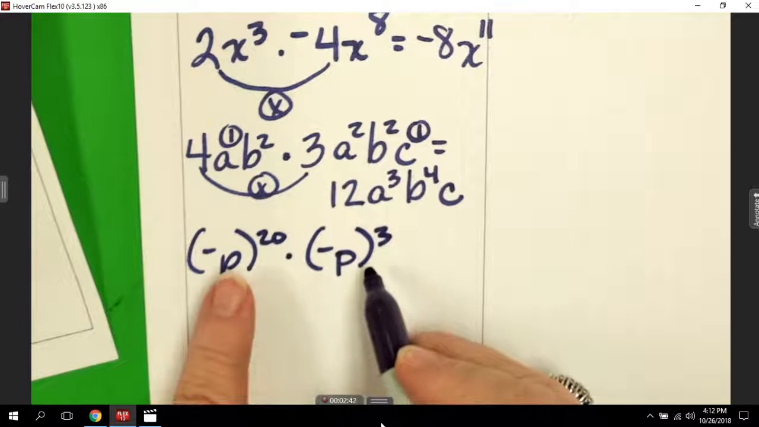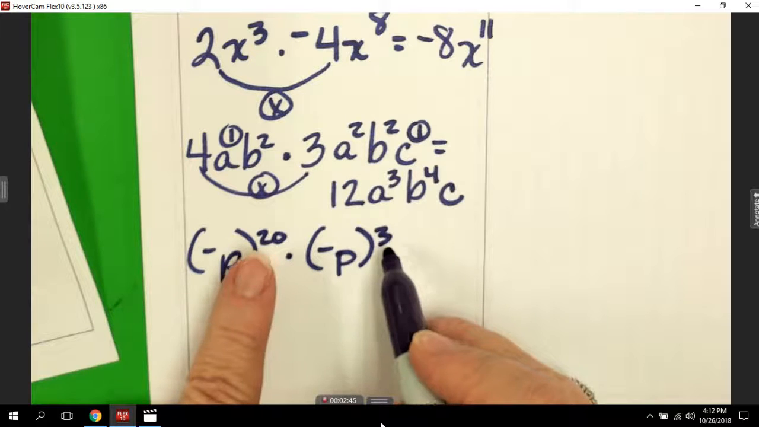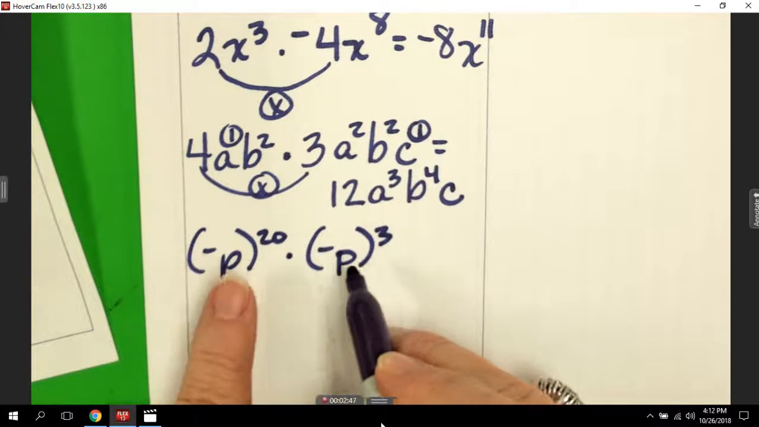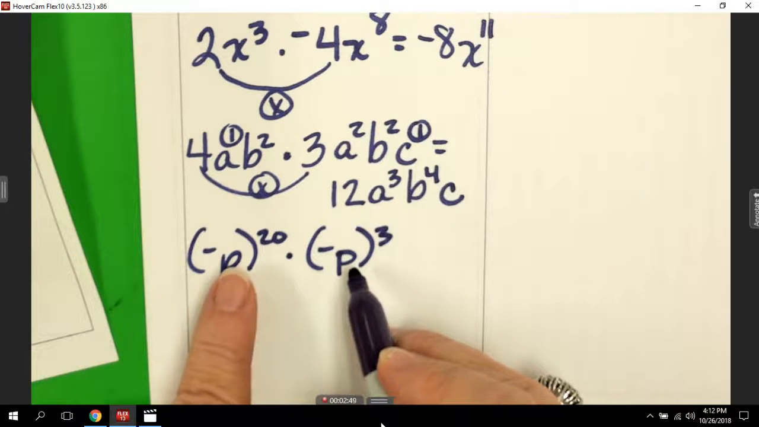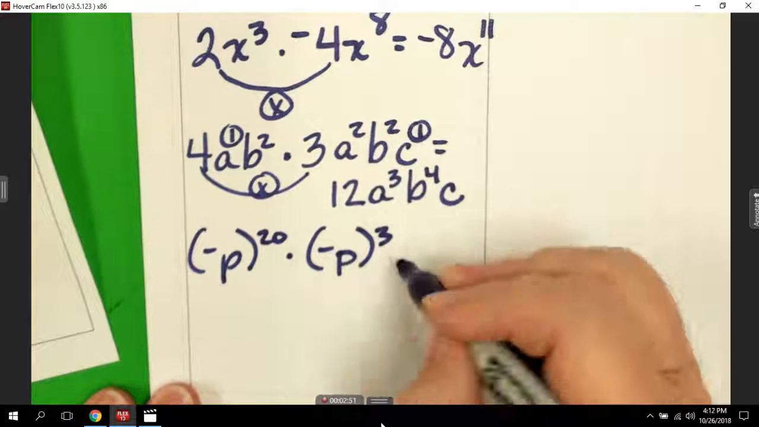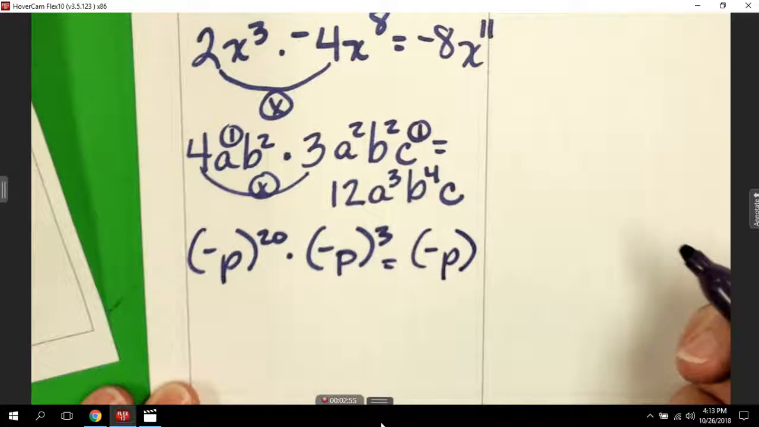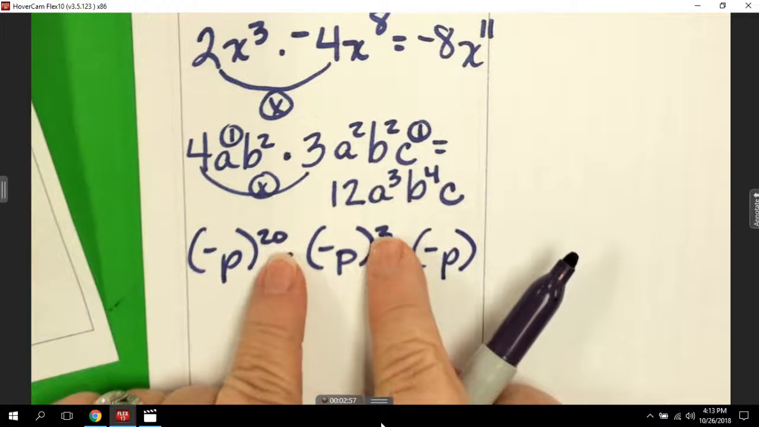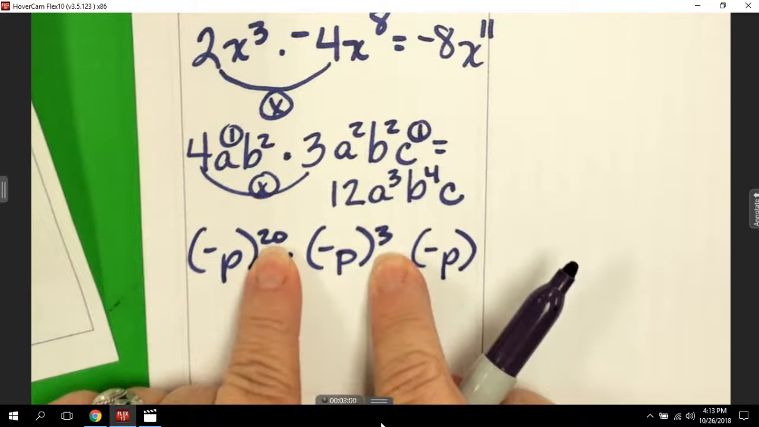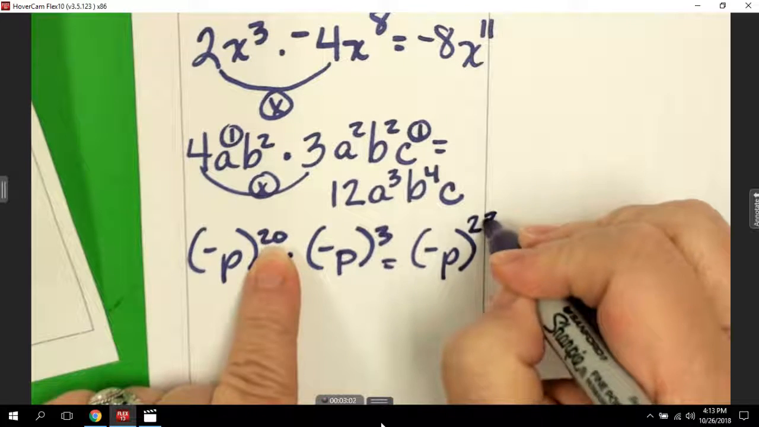Here we have our exponents on the outside of parentheses. This is indicating that our negative signs and the variable p are repeated over and over again. So the best we can do is, our base number is negative p. And we simply add our exponents. 20 plus 3 is 23.